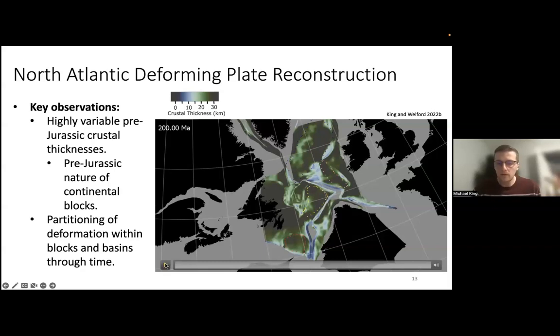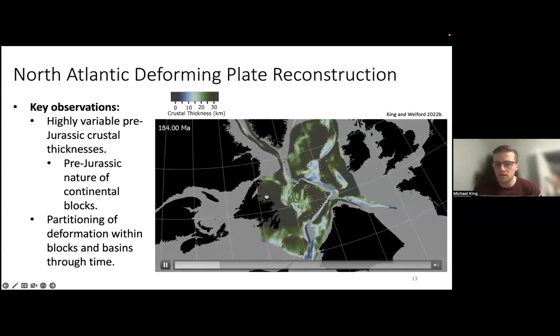Good, I'll play the video. So again, the time frame is shown up here. Basically, we start seeing some of the rotation of these blocks.